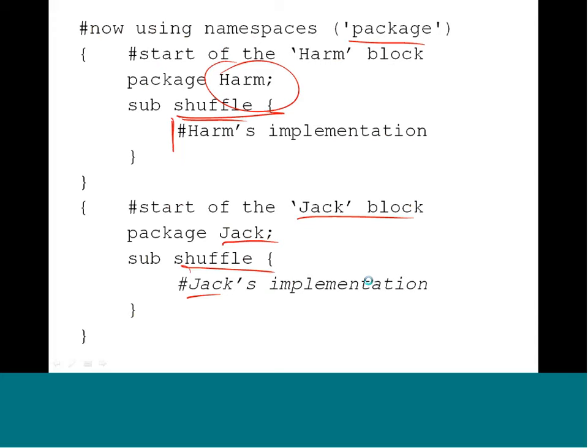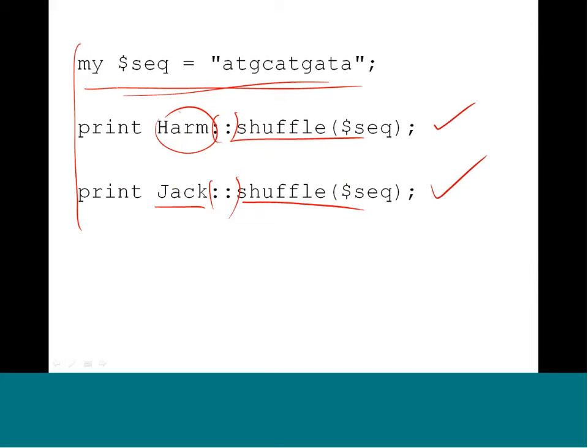So in order to find a happy medium, we introduced the concept of a package, where we start the harm block with what is called a package specification, or a package keyword, and then harm, and then we write a shuffle. For the jacks, jack also starts the same way, package jack, and then its shuffle. Once we use it, we just say harm colon colon and jack colon colon. This is the way we can import those packages into our program and then use them.